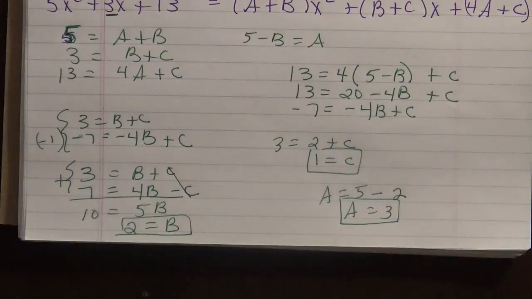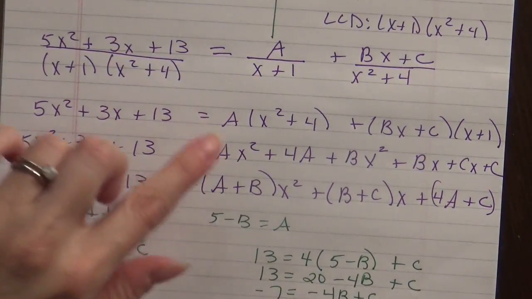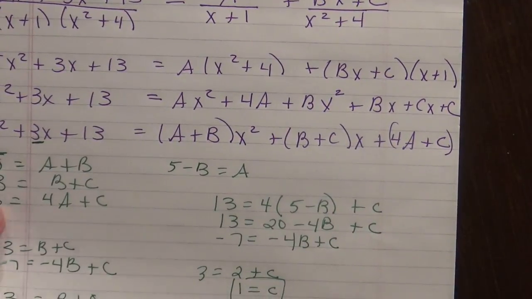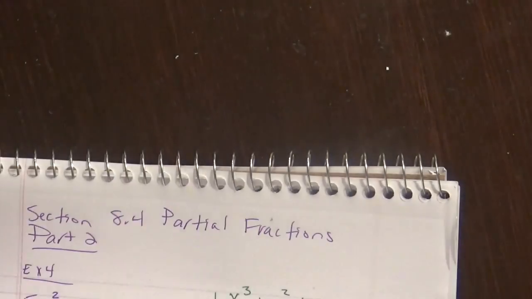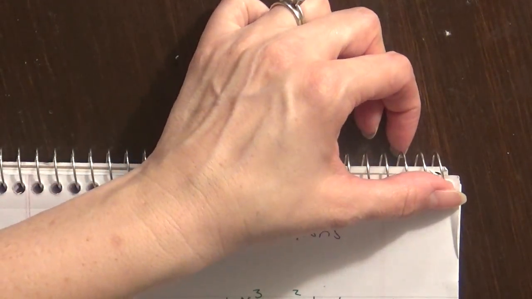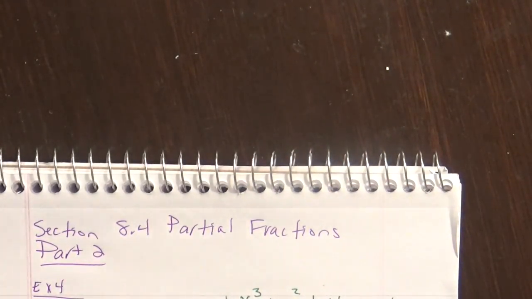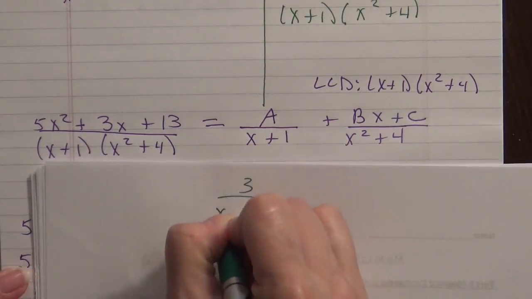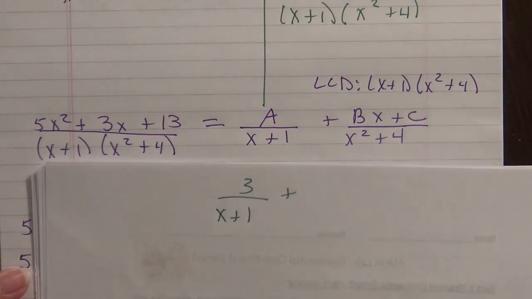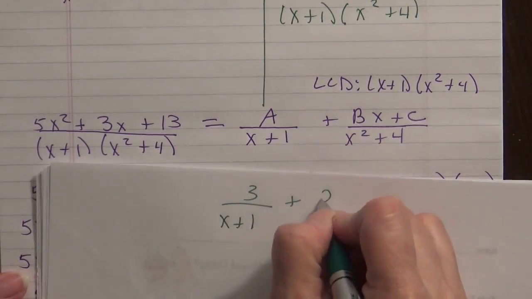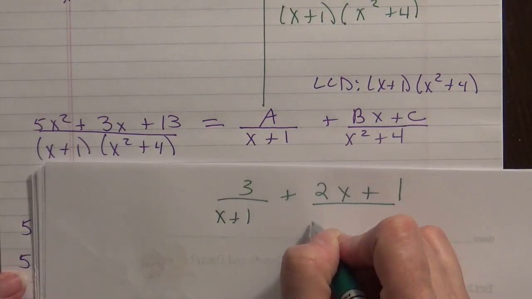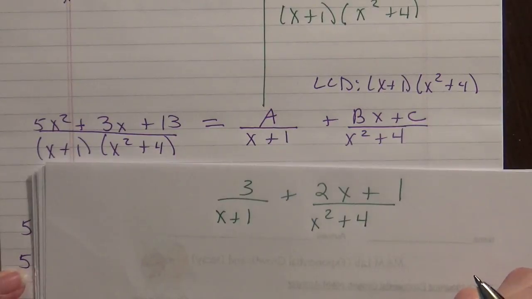So now that I've found a, b, and c, my final answer would be a result of replacing the a, the b, and the c with these numbers that I just got down here. So my final answer will be, I'm going to have to go to the next page. My final answer is 3 over x plus 1 plus, for b I got 2, so 2x plus c is 1. So 2x plus 1 over x squared plus 4. So I got 3 over x plus 1 plus 2x plus 1 over x squared plus 4 for my answer.